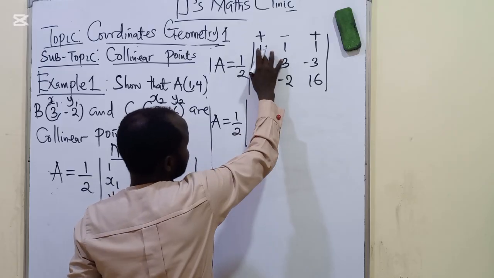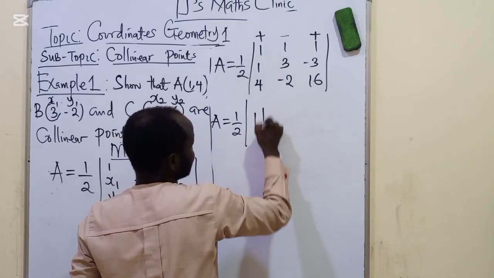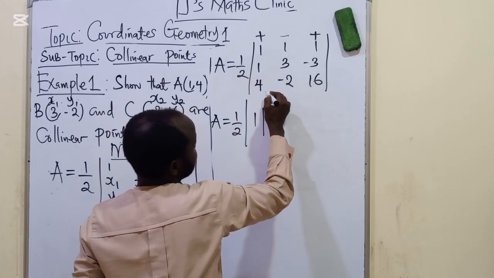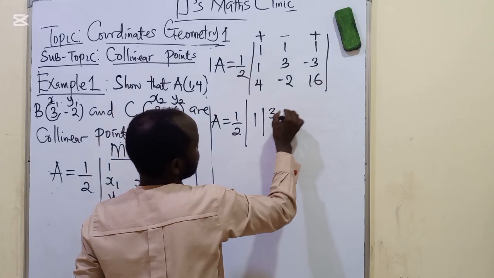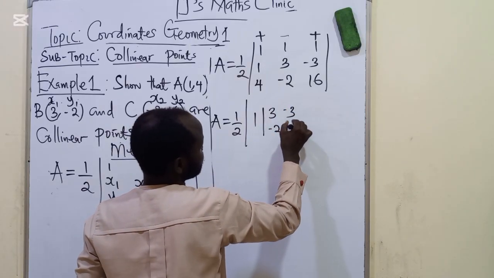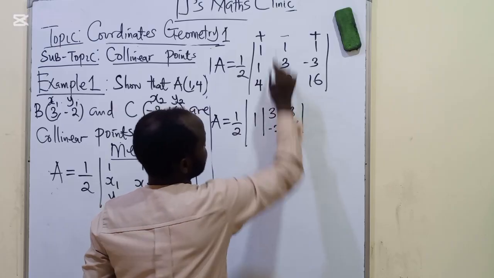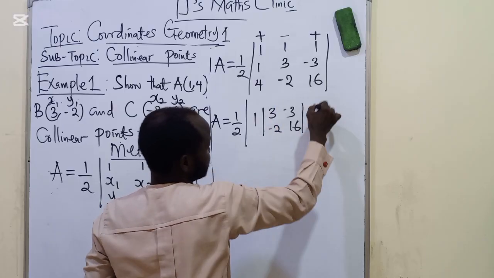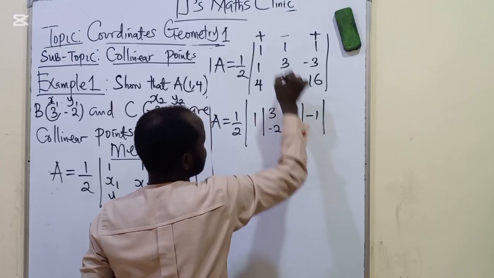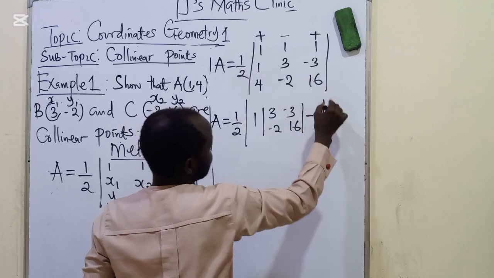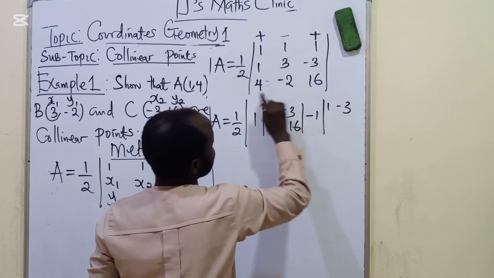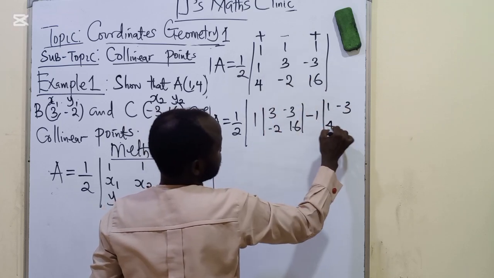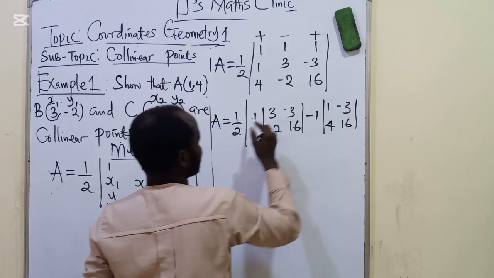It will be 1, which is this one now. Then we close this row, we close this column. That will be 3 minus 3, then minus 2, 16. Then we have minus in the middle. Still, we pick this one, close this, we have 1 minus 3, 4, 16.